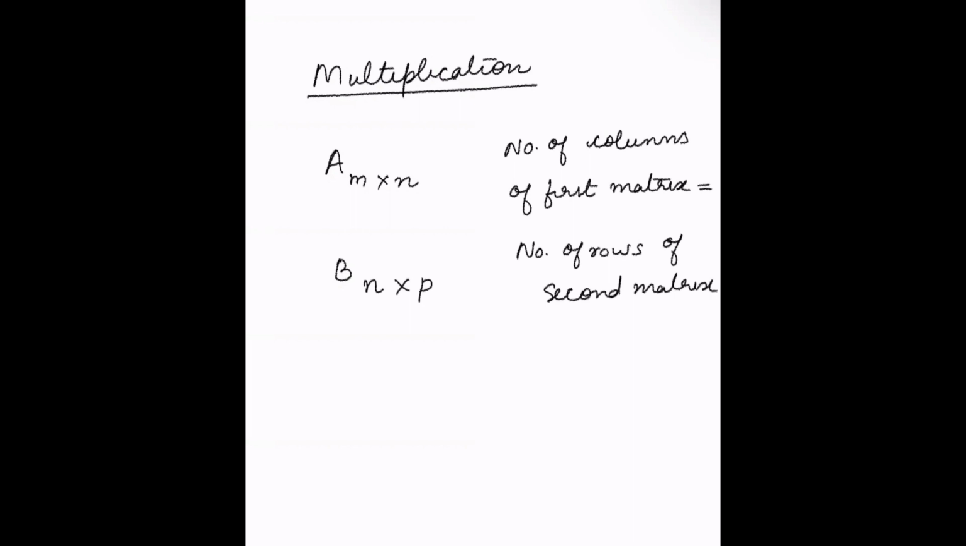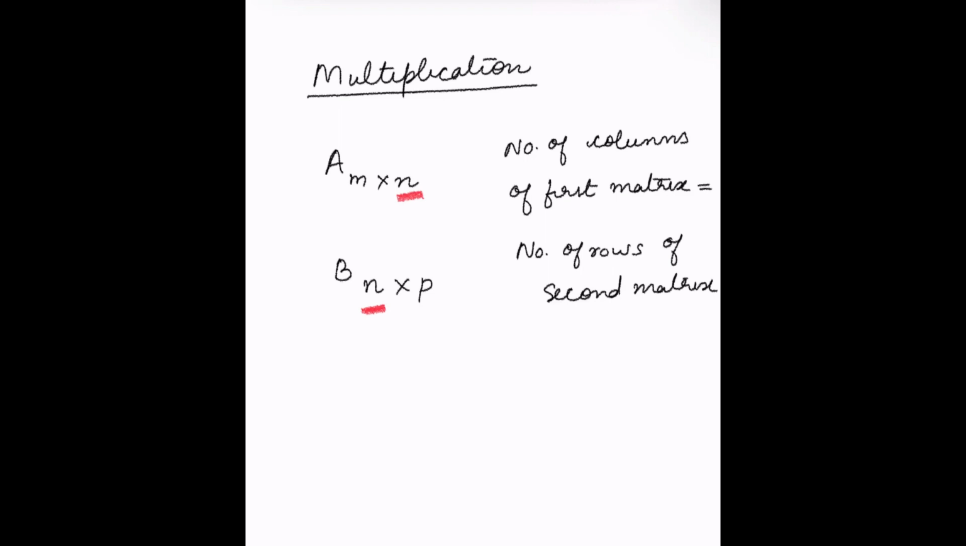This is the condition for multiplication. The number of columns in the first matrix and the number of rows in the second matrix has to be equal. Only then is multiplication of two matrices possible. So this is the condition.